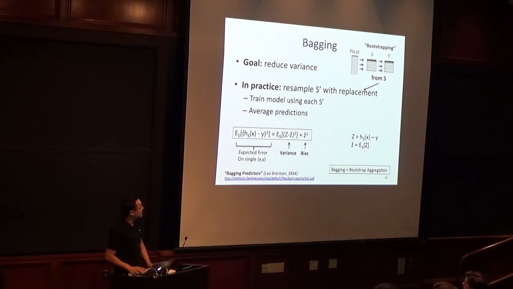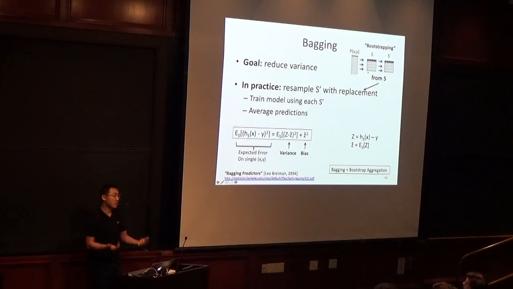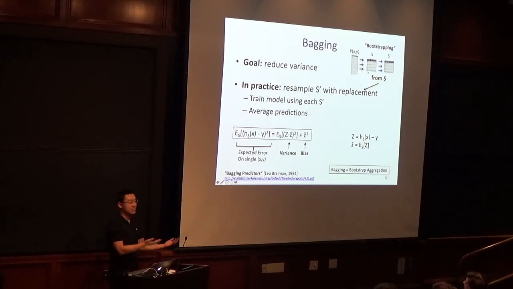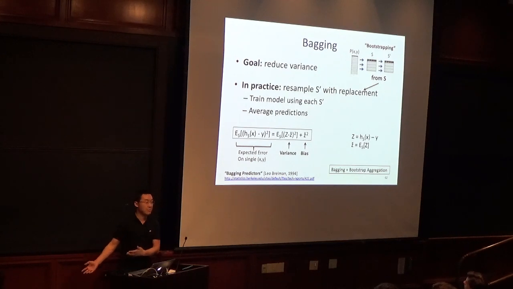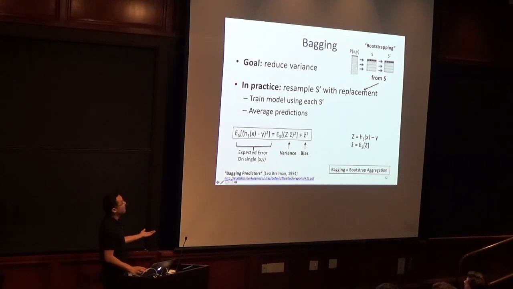to get a training set S prime of the exact same size as S. Because we're sampling with replacement, we're very likely to have duplicates of some training examples and leave out other training examples. Now we train a model on each of these S primes that were bootstrapped from the original training set, and we average their predictions. That is what bagging is.